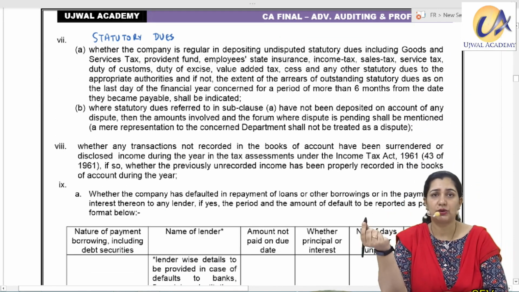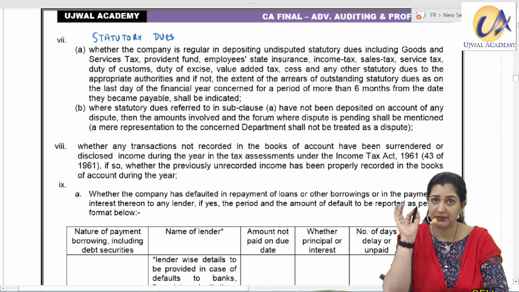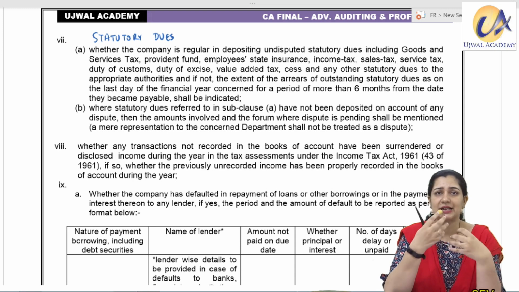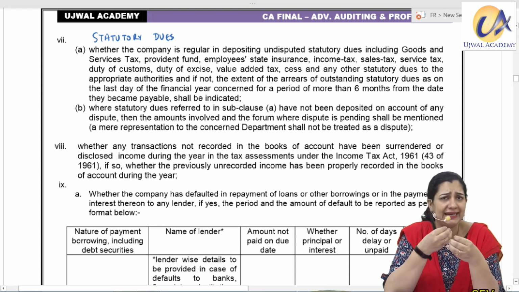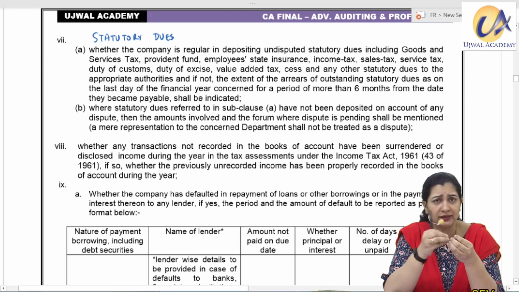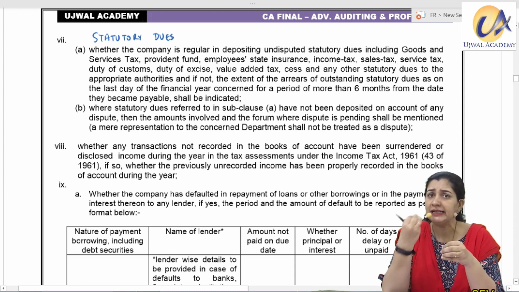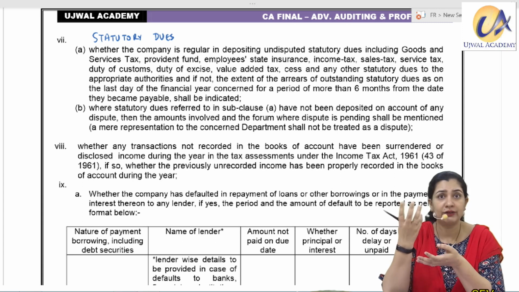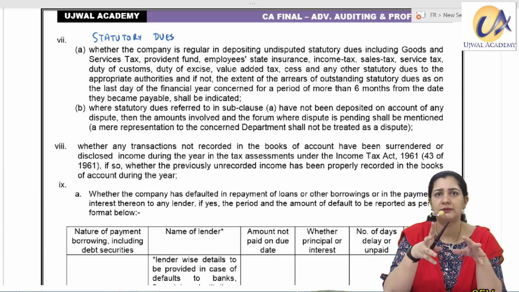So what is the 7th point? Statutory dues. Pay attention. Now what happens? A company has to pay their statutory dues. Statutory dues means any amount payable under a statute, under any law. Whether it be income tax, GST, or your provident fund, all these are amounts payable under a law, under an act.